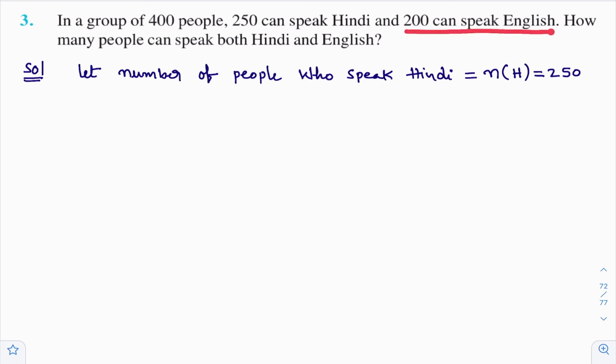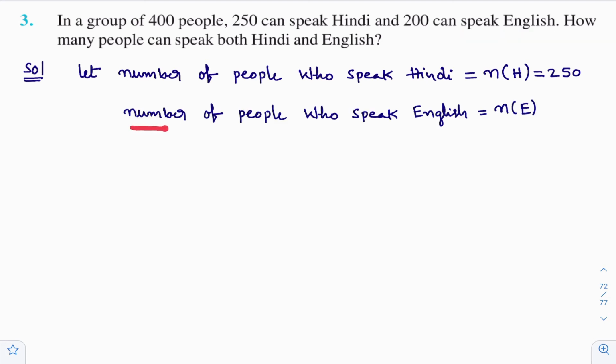And one more thing: 200 can speak English. So I'll write, let the number of people who speak English equal n of e. So from now onwards, n of e means the number of people who speak English. They have given that 200 speak English. That means n of e is 200.